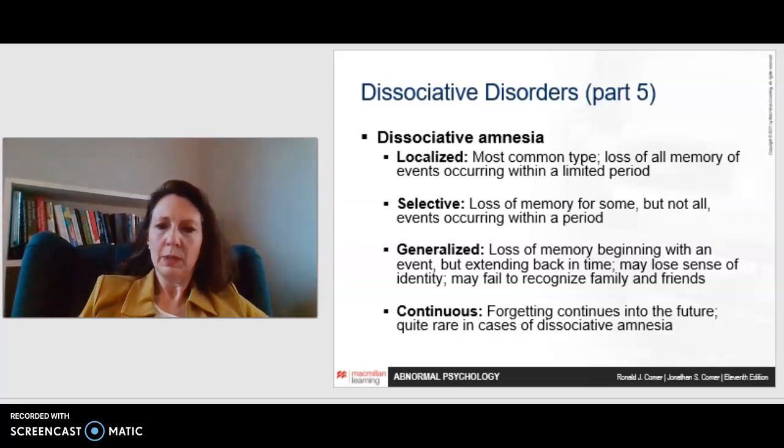Generalized amnesia is where there's a loss of memory beginning with an event but extending back in time, and a person may lose their sense of identity and may fail to recognize family and friends. And then continuous dissociative amnesia is where forgetting continues into the future. It's very rare in this type of problem.